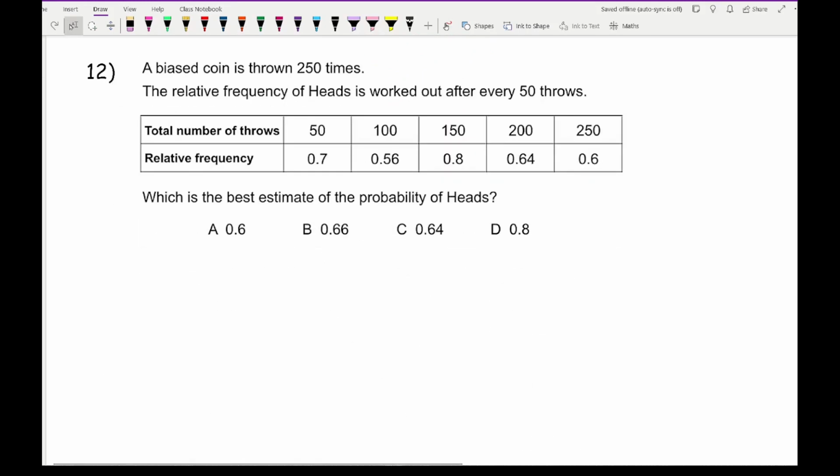Then looking at question 12, it says that a biased coin is thrown 250 times. So it's a relative frequency question. It says the relative frequency of heads is worked out after every 50 throws, which is the best estimate of the probability of heads. So as previously mentioned, the best and most accurate probability is when you are using the maximum number of trials. So it's going to be this probability here, which is 0.6, which is A.